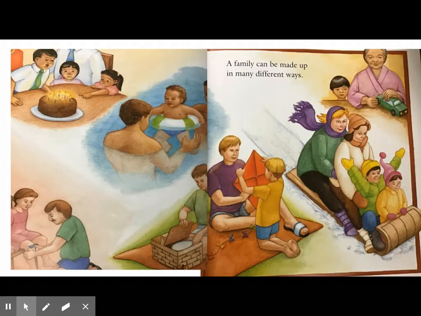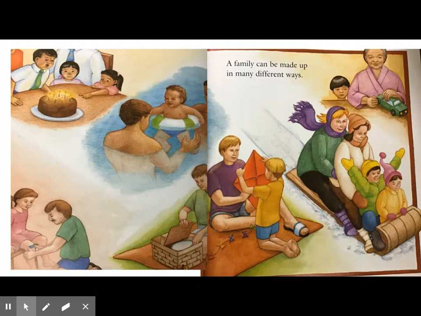A family can be made up in many different ways. And I put the pictures of the book into these slides so we could put them up really big and you could look and see the illustrations closely, because I want you to look closely and see what you notice. Maybe you see some pictures that look like some things you maybe have done with your family, or you might see some families that look like yours.